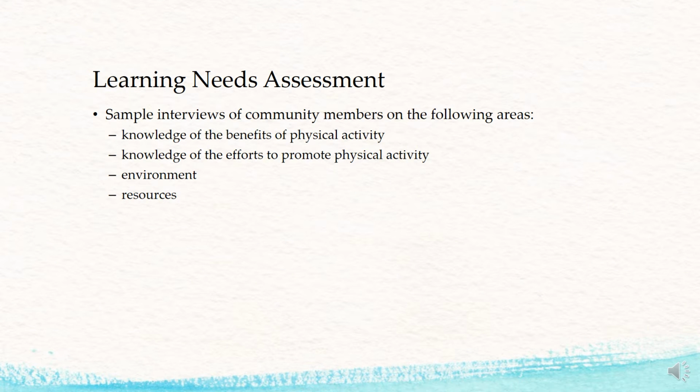Learning needs assessment. Learning needs will be assessed by conducting sample interviews of community members on the following areas: knowledge of the benefits of physical activity, knowledge of the efforts to promote physical activity, such as asking if they are aware of any physical activity programs in their communities. Environment, such as current physical condition that either allows or prohibits physical activity, along with neighborhood walkability and climate. And resources. Lastly, resources or socioeconomic status plays a role in the amount of physical activity, as I mentioned earlier.